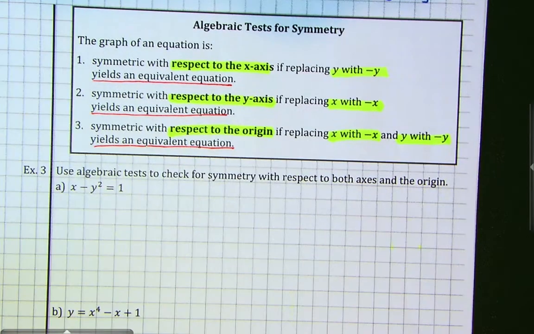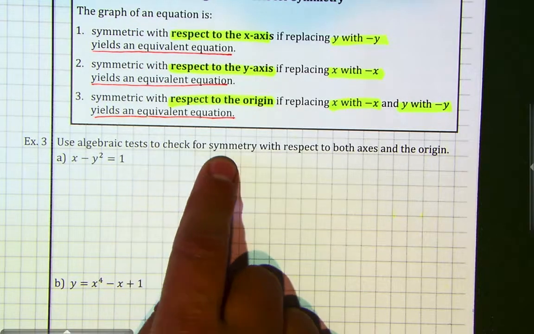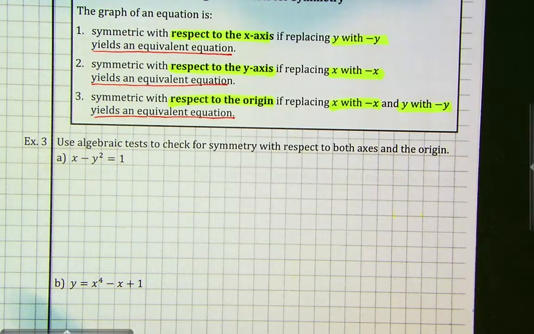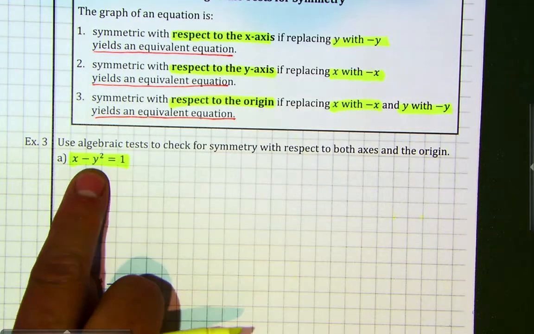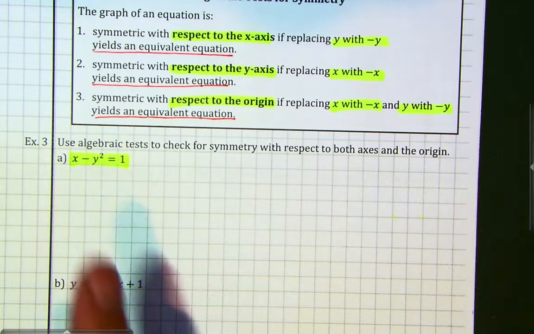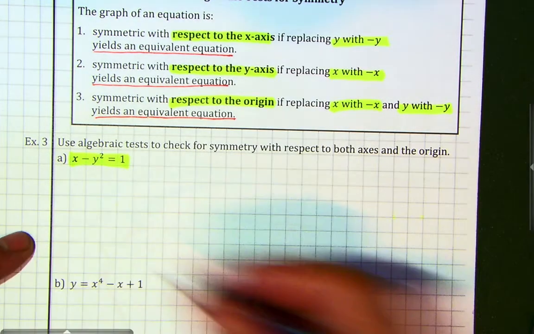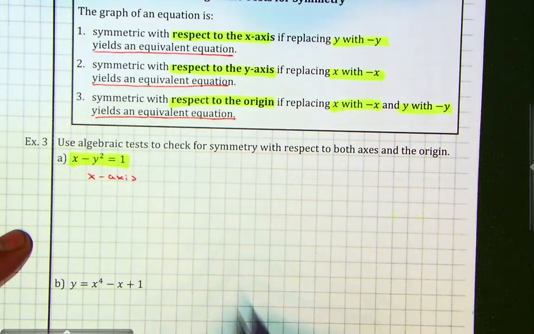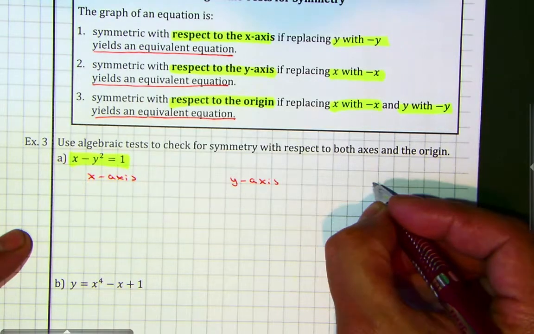So let's try example 3. Use the algebraic test to check for symmetry with respect to both axes and the origin. They give us an equation. Do you know what the equation looks like? We'll go over this later on. This should be a parabola, correct? So I need to test for symmetry with respect to the x-axis, with respect to the y-axis, and with respect to the origin.